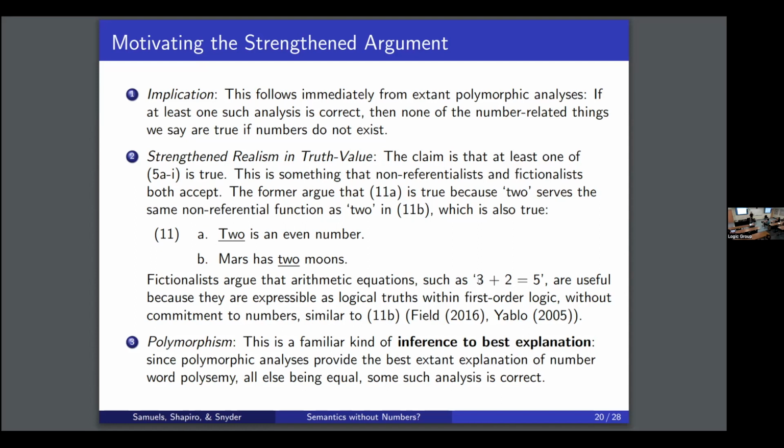Now, maybe it turns out that some other polymorphic analysis turns out to be correct, but as long as one kind of polymorphic analysis is correct, that's going to justify this premise. So we're relying here on what's called an inference to the best explanation, right? Our best theory says X, therefore, all else being equal, we ought to accept X. Very familiar kind of inference.